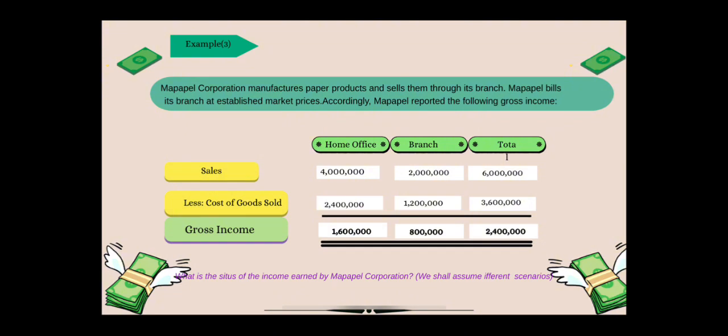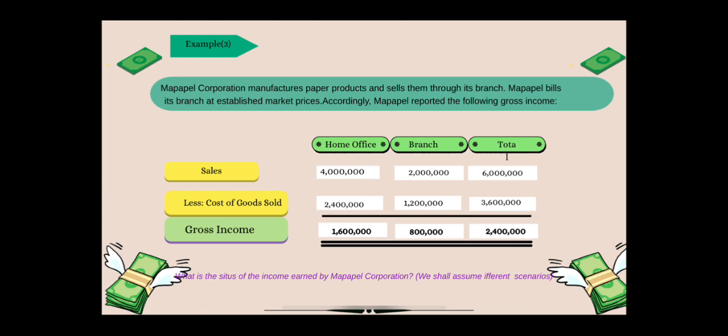So the total sales is 6 million and the total cost of goods sold is 3,600,000. So 6 million less 3,600,000, the total gross income is 2,400,000. So, what is the situs of the income earned by Mapapel Corporation? We shall assume different scenarios. Reminder, both production and distribution are conducted by Mapapel Corporation.